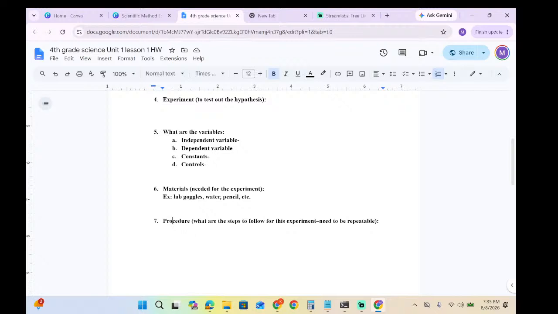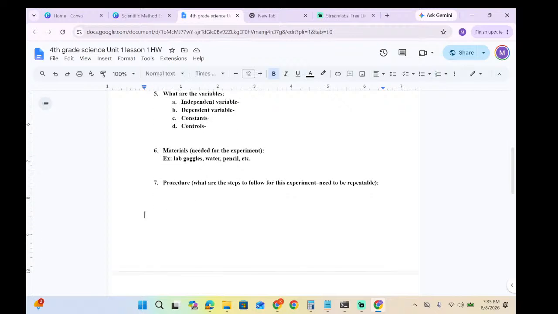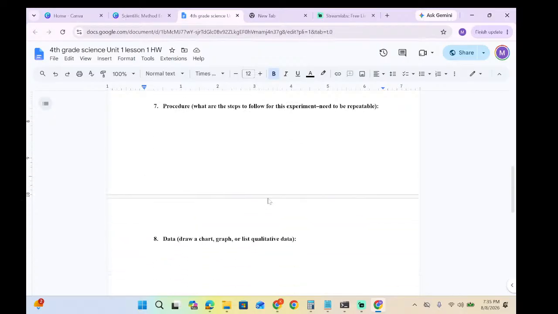Procedure: what are the steps to follow for this experiment? They need to be repeatable, so make them very specific, right? That's the entire goal of your procedure. Make sure that nothing is left for doubt. Make your steps very specific. You can use bullet points, you can number it, really a lot of things.